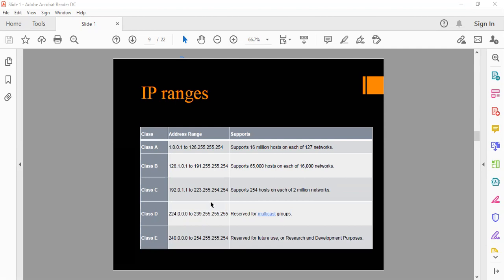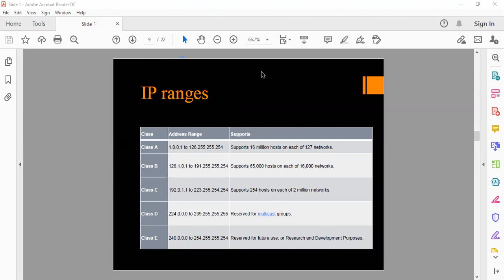Addresses from 224 to 239 are used for multicasting, meaning for routing and switching. In class E IP addressing, the range is from 240 to 254. It is reserved for research purposes.